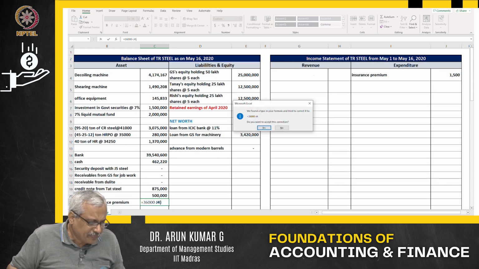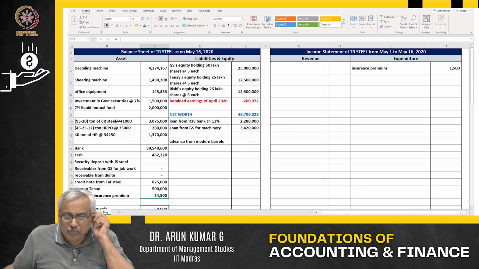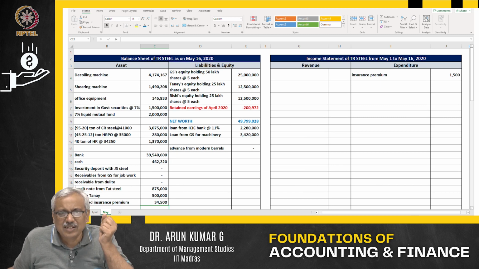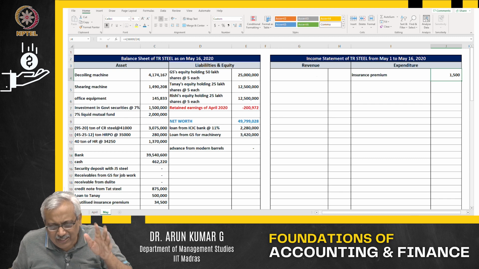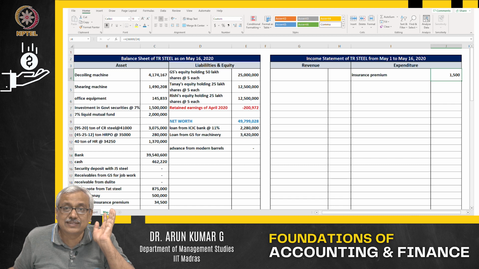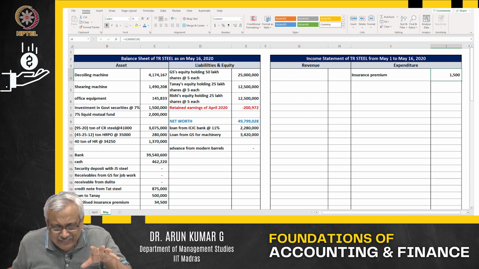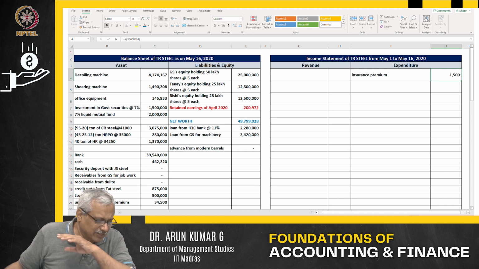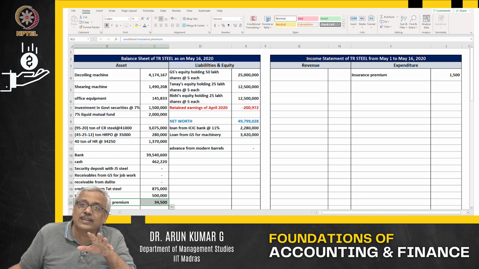Sir, you are preparing from 1st to 16th. Yes, but eventually this is going to be from 1st May to 30th May. So I have taken what pertains to the month of May, the entire thing, as an expenditure. Agreed, as of 16th of May, 1500 is not utilized. Because we are going to prepare the income statement from 1st of May to 30th of May, I have taken this 1500 as an expenditure for the entire month of May. So the remaining 34,500 is unutilized.